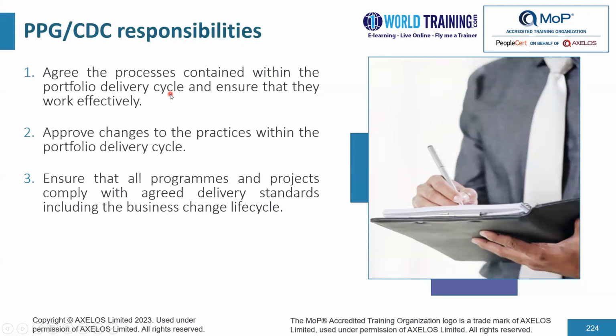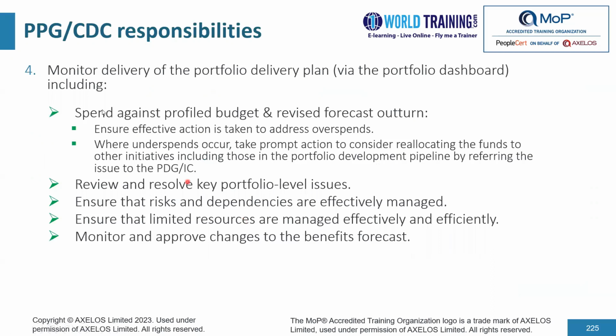If you recollect, we looked into 7 practices within the delivery cycle. So they agree the processes contained within this cycle and ensure that they work effectively. And any changes to the practices within the delivery cycle are approved by the PPG. They ensure that all programs and projects comply with agreed delivery standards, including the business change life cycle. Number 4, they monitor delivery of the portfolio delivery plan. We have the portfolio dashboard, including spend against profile budget and revised forecast outturn, ensuring effective action is taken to address overspends.